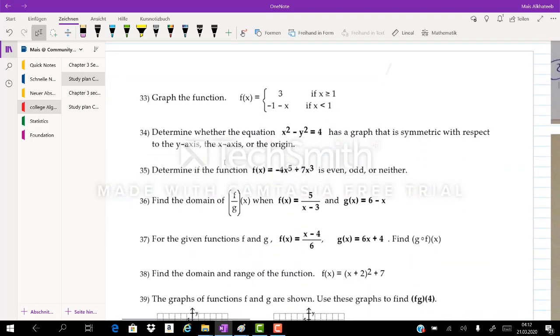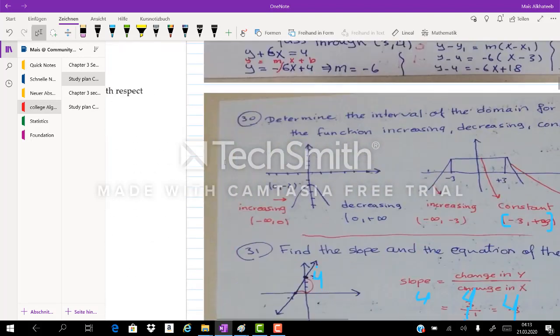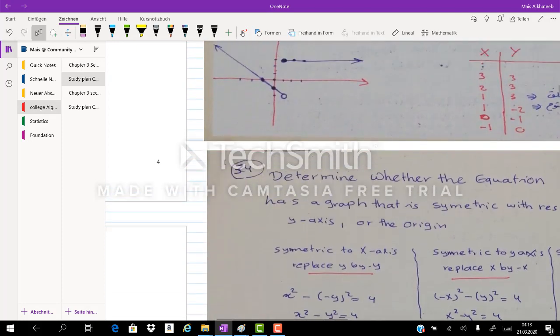Now we go to 33. They ask to graph the function f(x), which is a piecewise function: f(x) equals 3 for x bigger than or equal to 1, and f(x) equals minus 1 minus x for x smaller than 1. We go now to this equation.